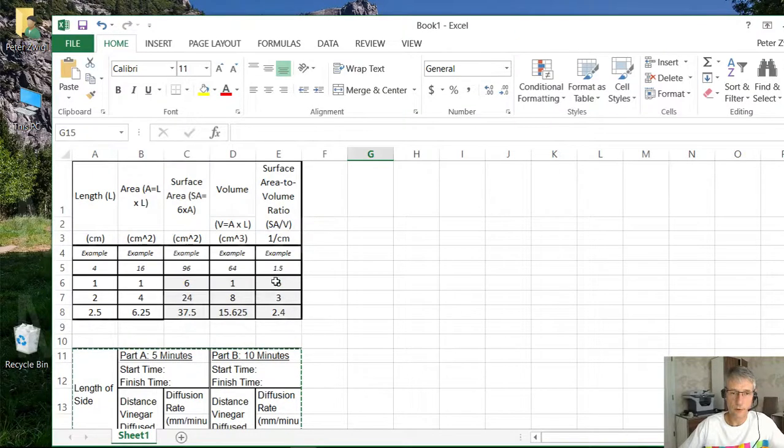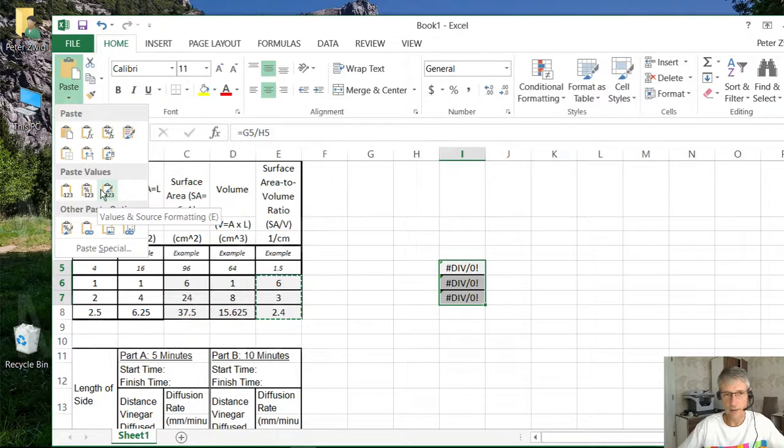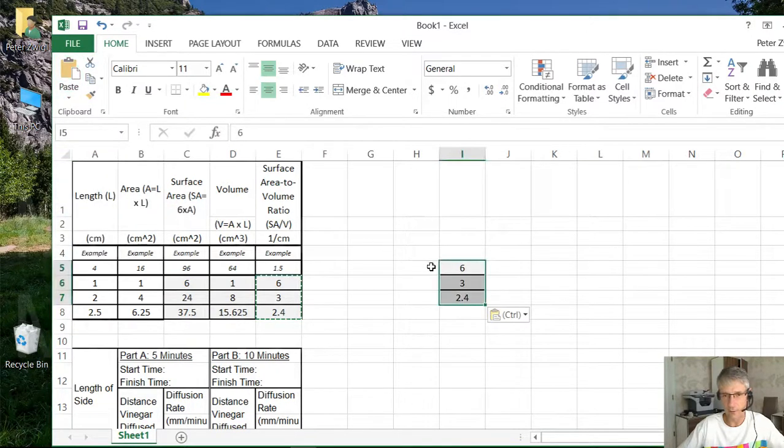So surface to volume ratio goes on x, so I select that data and I put it here. Boom, division by 0, everything is broken. Mr. Z, I'm never going to pass this class. Not right. What happened here is you entered the equations. G5, H5 doesn't exist, so you say paste, and then you click here, values. Okay, you're just interested in this.